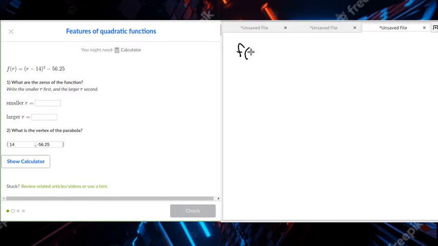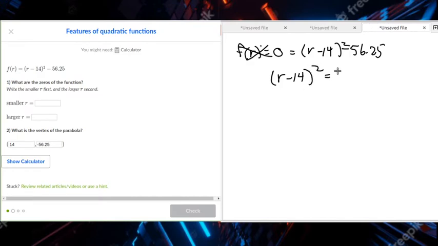But if I want to find the zeros, then I will have to set f of r equal to 0, and that is going to be r minus 14 squared minus 56.25. I'm going to get rid of this part over here. All right, and then we're going to solve this just like we learned to solve by taking the square root. So I'm going to add 56.25 to both sides, and I've got r minus 14 squared equals 56.25, and I'll take the square root of both sides.